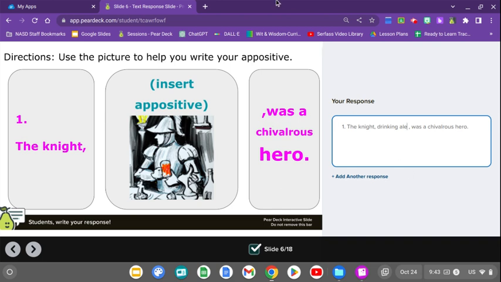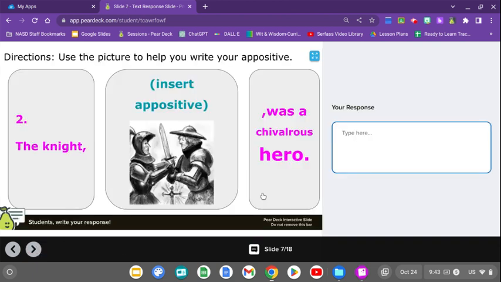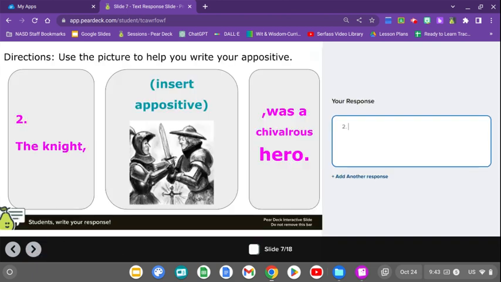Please take the time to copy down this example, either on paper if you don't have a computer or on your computer if you've got your computer. Take the time to do so now. Excellent. Number 2. Looks like we have the same start. Number 2, the knight, comma, information in the middle, comma, and then was a chivalrous hero.